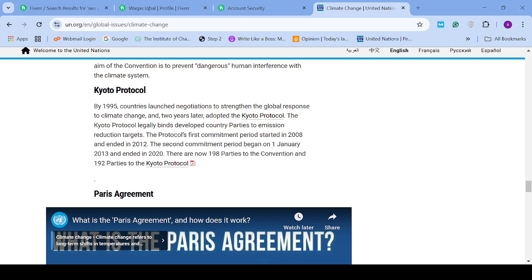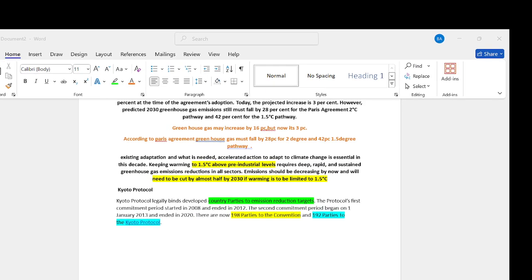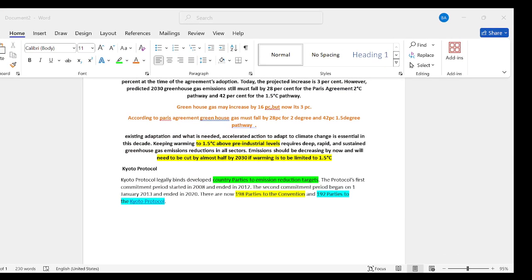You can always copy and paste it. And if you make a summary right at this time, you will remember it throughout your life. So what I do is I highlight it: 198 parties to the convention, 192 parties to the Kyoto Protocol. Highlight it in another way: the Kyoto Protocol legally binds developed country parties to emission reduction targets. That's how you make your notes. Oh, my screen was not showing. I simply copy and paste it and then highlight the important things that I want to remember in the future. So that's how I make my notes.